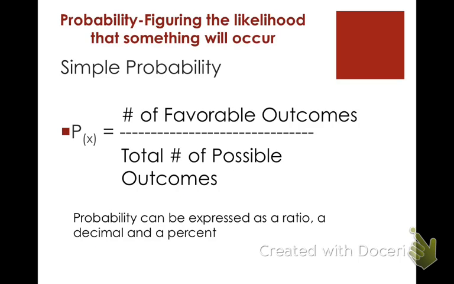So go back up to your vocabulary definitions and formulas section and find where it says simple probability. Simple probability is just your chances that something will occur. And so the way that you figure those is that you take the number of favorable outcomes divided by the total number of possible outcomes. We can express probability as a ratio, a decimal, or a percent, and we're going to practice all 3 of those.